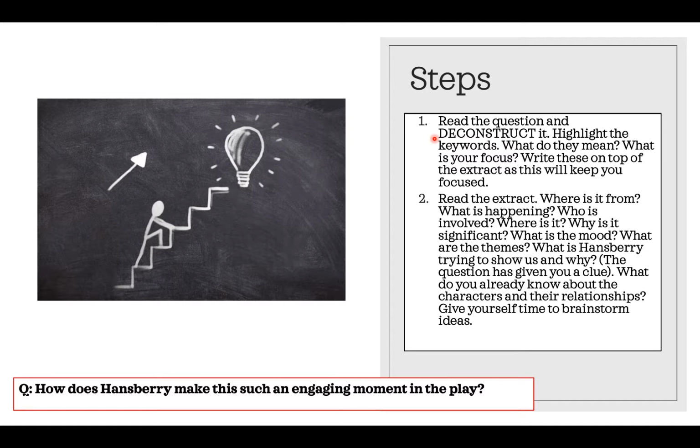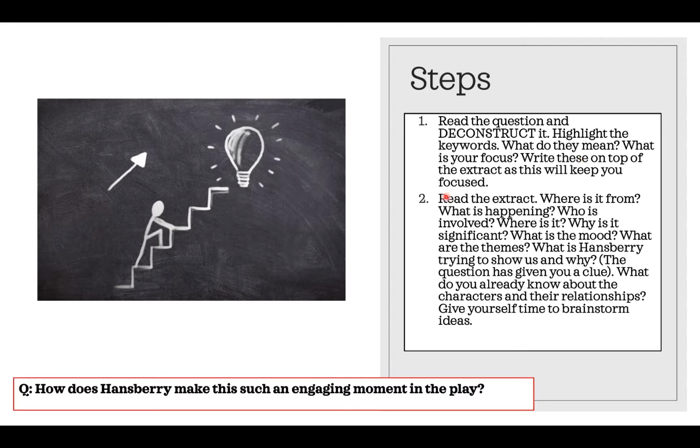What directions are you given? What are you expected to look for? Highlight the key words. Think about what they mean. If you're not sure what they mean, try and think about other words that you think may be similar. Try and help you with that. Think about what your focus is. Write these at the top of the extract. So just write little notes to yourself.